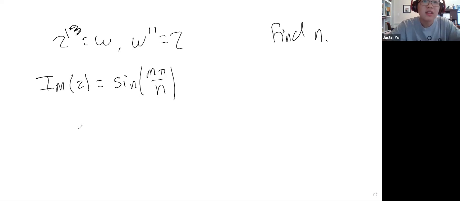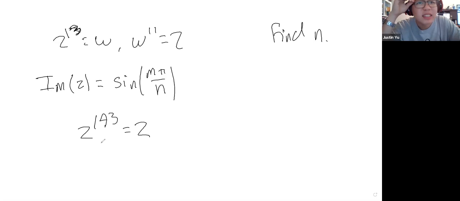Cool. Z to the 143 is equal to z. And we know that, like, we're pretty sure that z is not going to be 0. I'm not sure if that's given by the problem statement, but we can assume that safely enough, so we can actually divide by z. We get z to the 142 minus 1 equals 0.